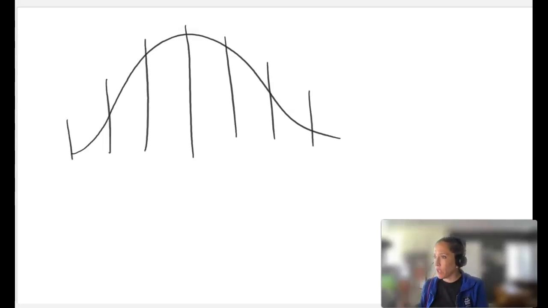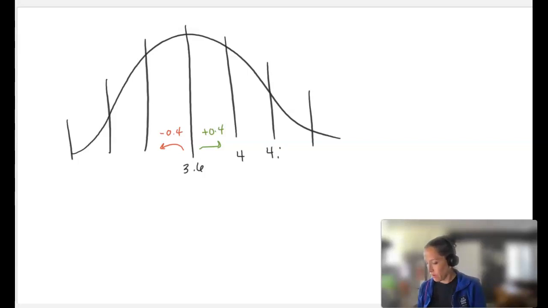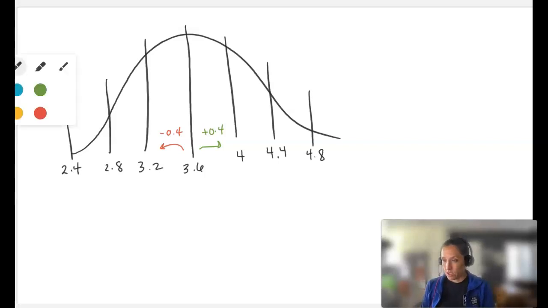All right, and we were told that the mean for the weight of these beautiful kittens is 3.6, and we have a standard deviation of 0.4. So we're just going to add 0.4s as we move to the right, and we are going to subtract 0.4s as we move to the left. All right, so 4, 4.4, 4.8, 3.2, 2.8, 2.4. And we are interested in the area.